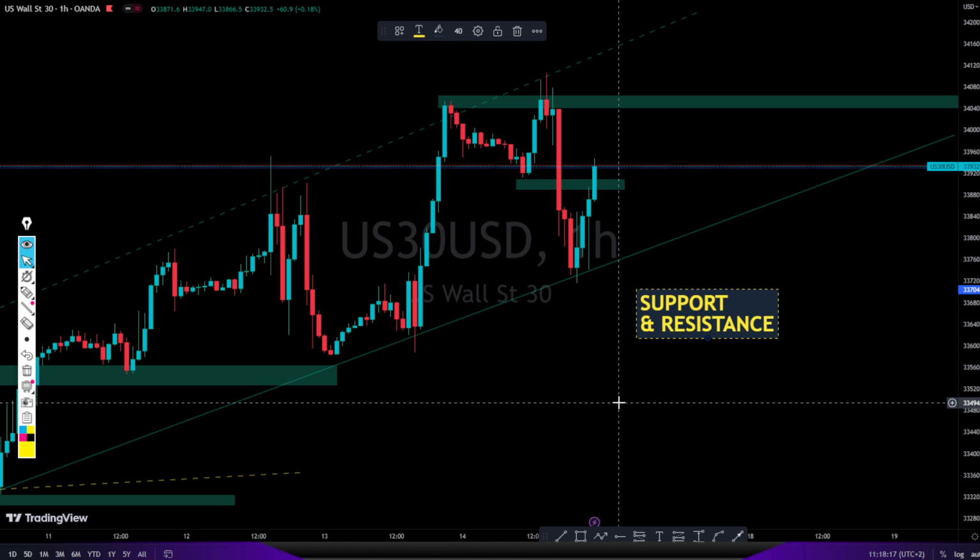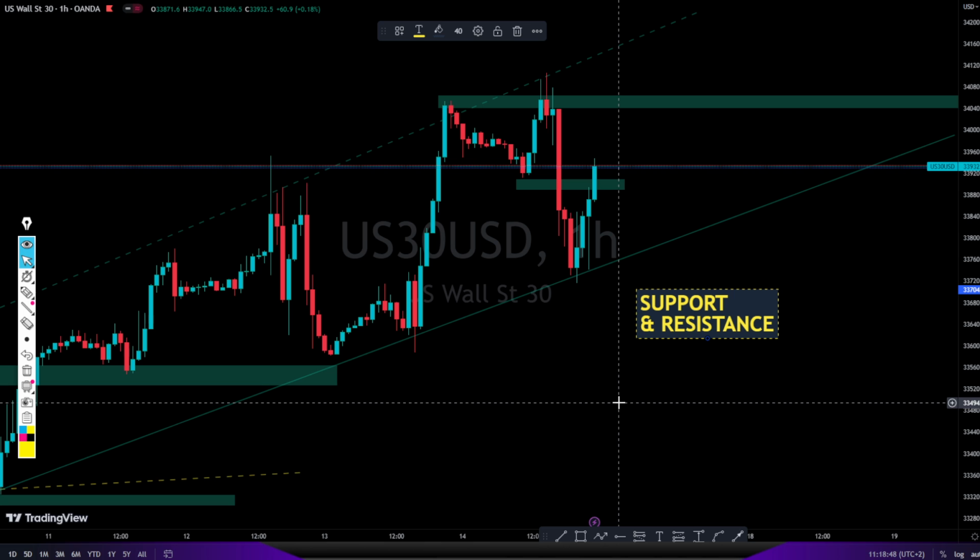Because mostly they just say resistance and support and you don't actually know or understand what that means, you see. So resistance and support are two important concepts in technical analysis that help traders identify price levels where the market is likely to reverse or pause, right? They are based on the idea that supply and demand determine the price movement of an asset, right?